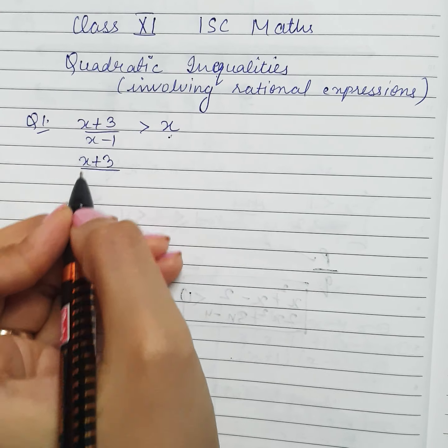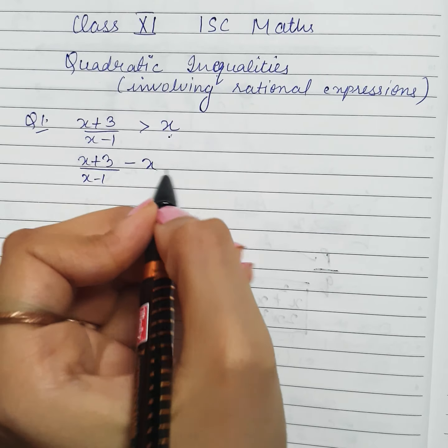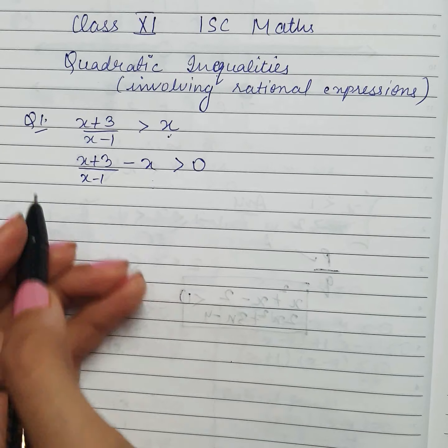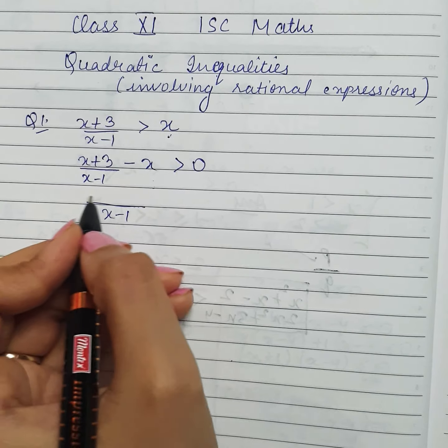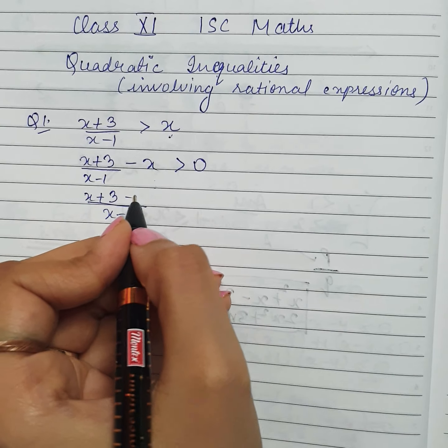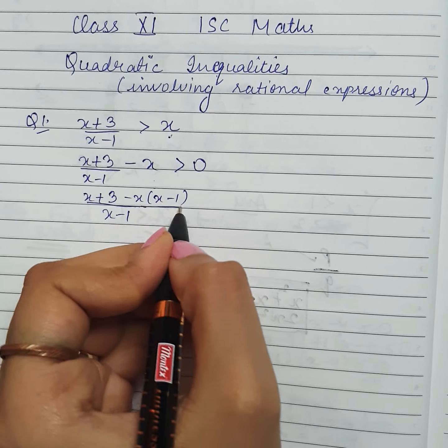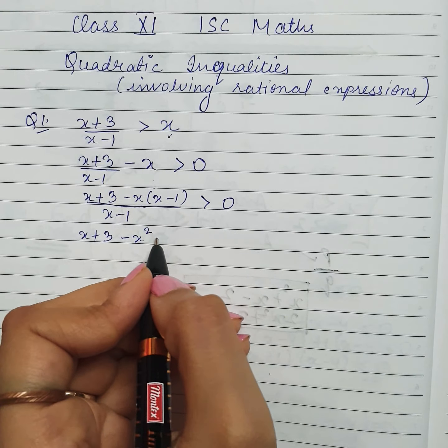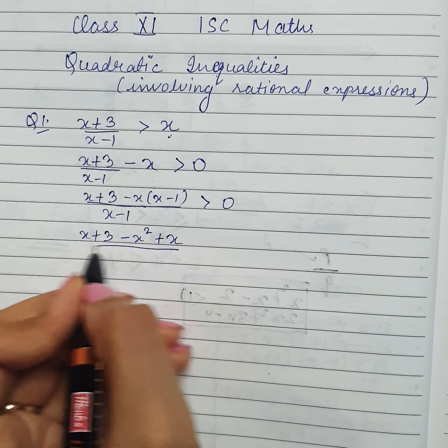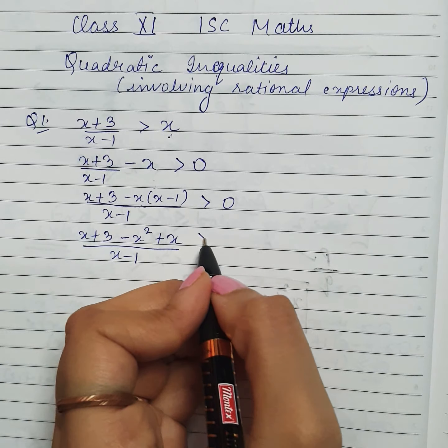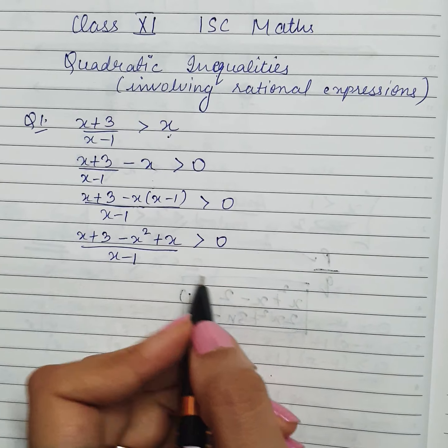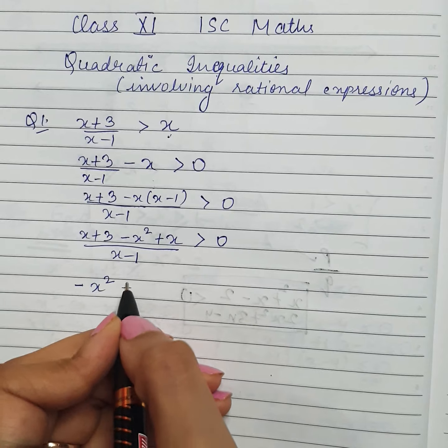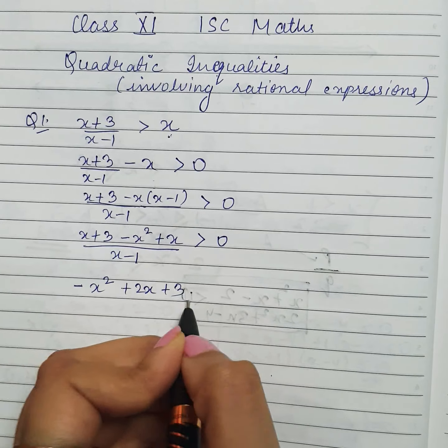So x plus 3 upon x minus 1 minus x greater than 0. Now simplify this side as much as possible by taking LCM. x plus 3 minus x, x minus 1. So this is x plus 3 minus x square plus x upon x minus 1. Simplifying, minus x square plus 2x plus 3.